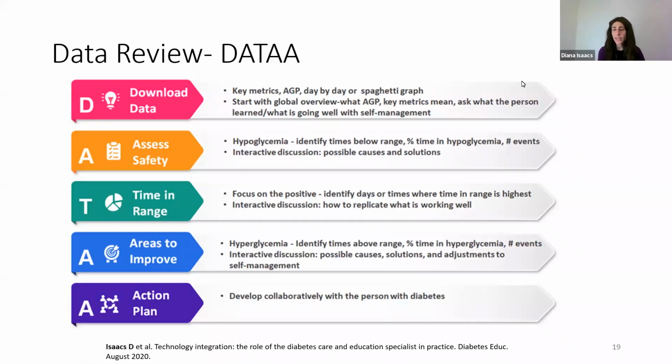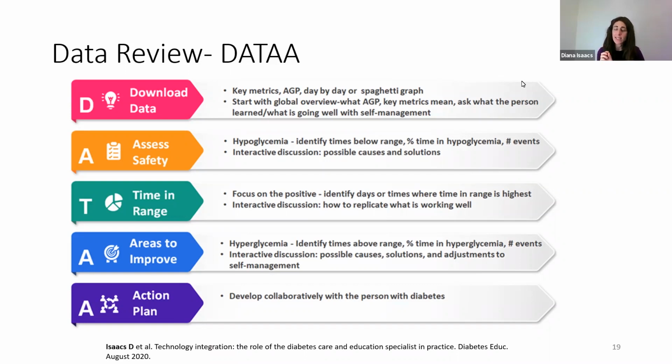And the reason why is because we know hypoglycemia can certainly be life-threatening. And also we find that lows frequently lead to rebound highs. And so that's something you definitely want to address. But then the key is, after that, time in range and focusing on the positive on the days or the times where time in range is highest.